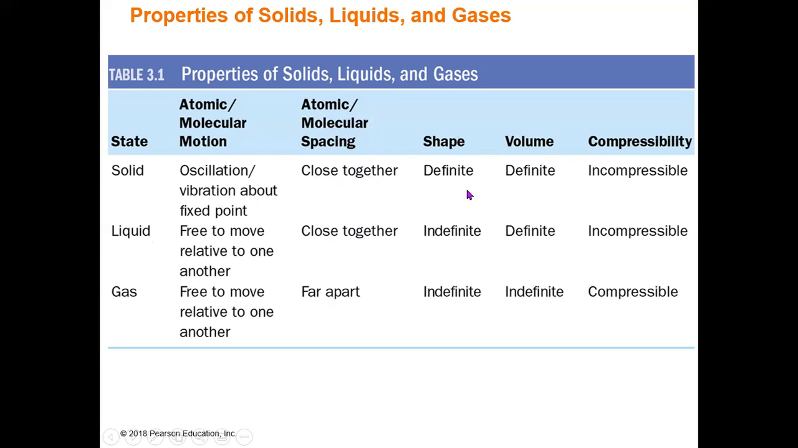This column is shape. The shape for a solid is defined, the shape for a liquid is undefined, and the shape for a gas is undefined. The volume for the solid is definite. The volume for the liquid is definite. The volume for the gas is indefinite. And then compressibility: the solid is incompressible, the liquid is incompressible, and the gas is compressible.